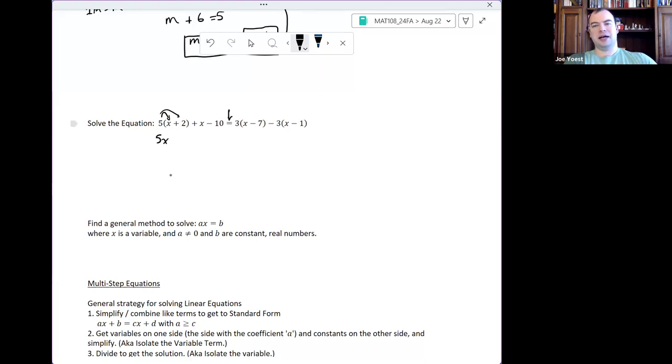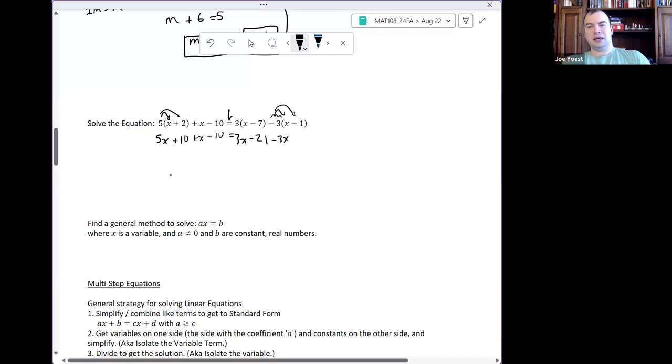So for instance, I have 5x plus 5 times 2 is 10. And then plus x minus 10 just copies down. That's the left side. And the right side, I distribute, I get 3x minus 21 minus 3x. And I got to be careful here. This minus 3 goes onto the x, and it multiplies the -1. So -3 times -1 is +3.